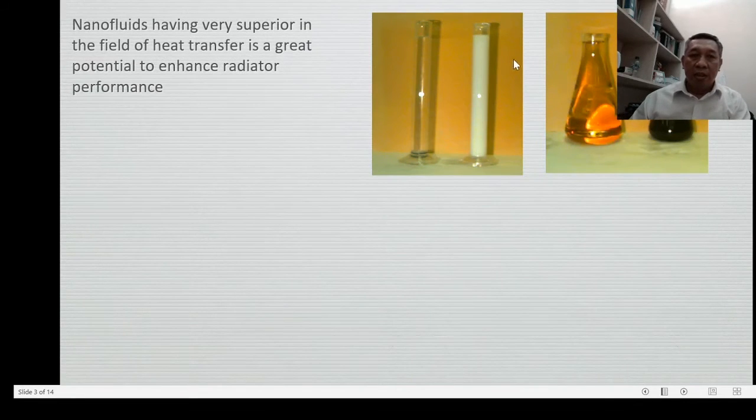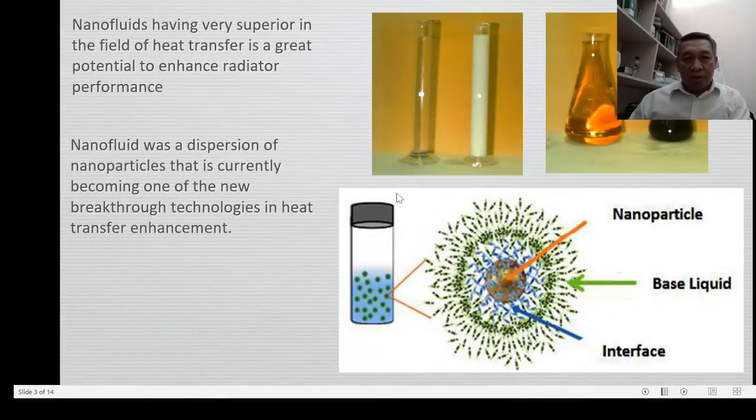This is a nanofluids picture. Nanofluids have very superior heat transfer properties and great potential to enhance radiator performance. So this is not a coronavirus picture, because this is nanoparticles dispersed in the base fluid. A nanofluid is a dispersion of nanoparticles that is currently becoming one of the new breakthrough technologies in heat transfer enhancement.